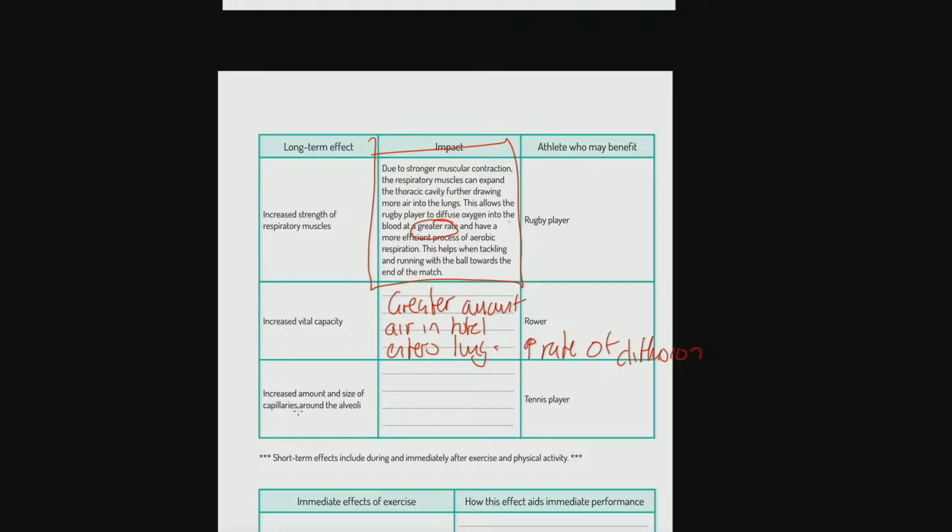An increased amount and size of capillaries around the alveoli. This ultimately leads to a greater surface area, and guess what we get?